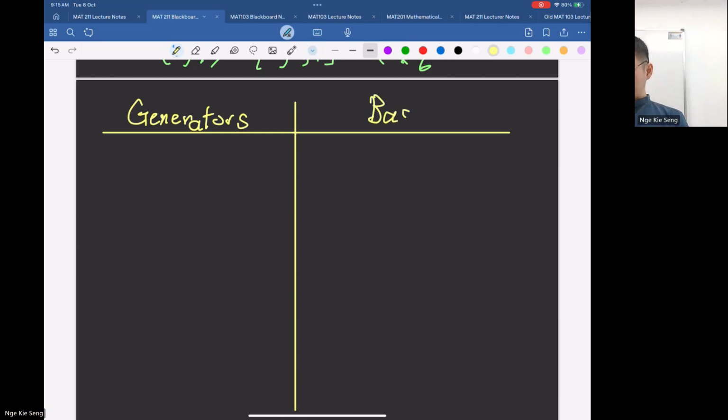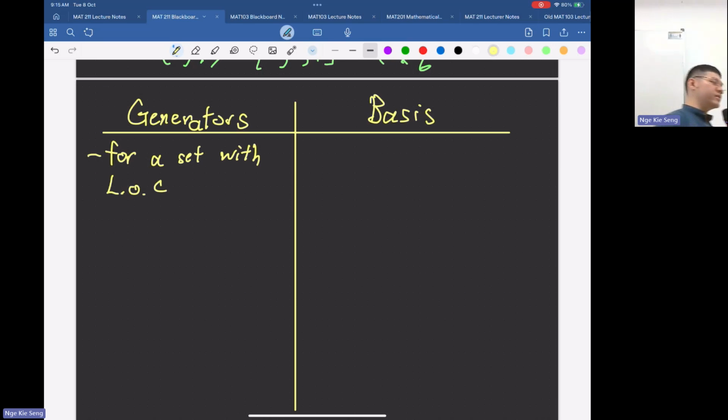People tend to confuse these two words, generators and basis. Generators we usually use for a set with a LOC, a law of composition. We know how to compose. So generated here means you need a LOC to start with first, and you need to build something. How do you build? Of course, you need to put things together, and for that you need a law of composition.